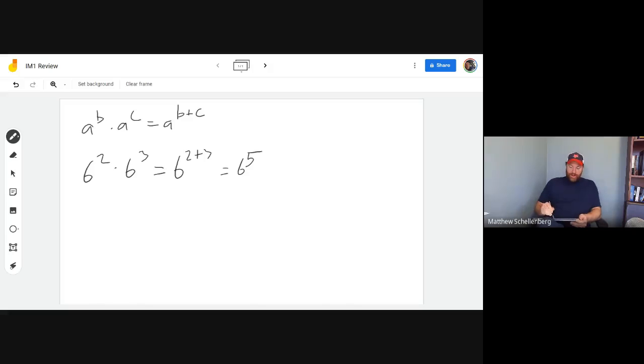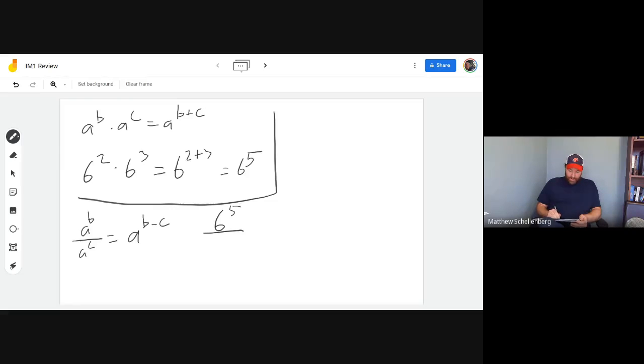That's rule number 1. Rule number 2, A to the B all over A to the C equals A to the B minus C. That means that 6 to the 5th power divided by 6 squared equals 6 to the 5 minus 2, which is 6 cubed.